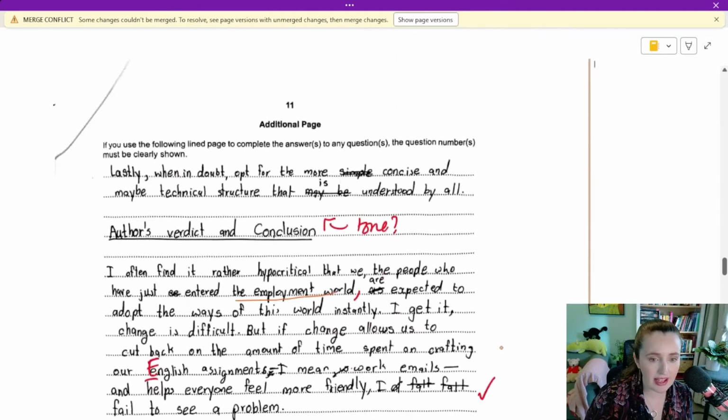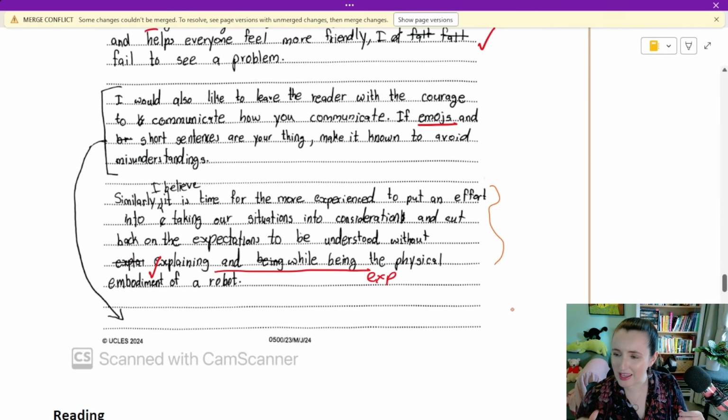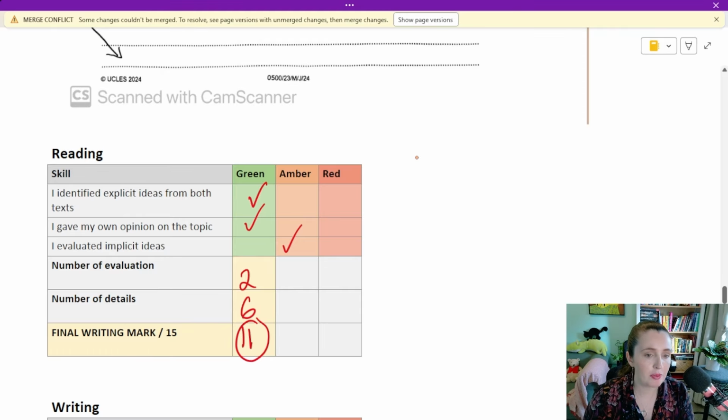I've got 2 clear bits and there were some bits later on where I was like, maybe that's kind of evaluative. So this is how she scored. Because she had 2 evaluation points, I gave her 11. So this is 1 less than the other one.